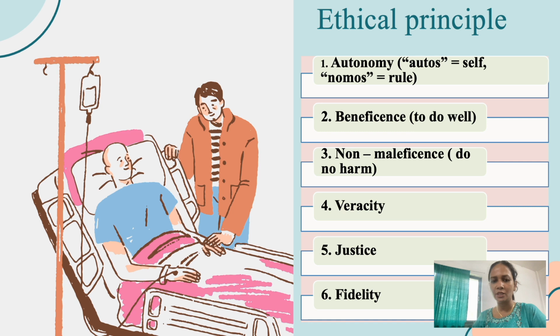Next one is justice. Regardless of any age, sex, income, or poverty, we have to provide equal treatment to the patient. Next, and the last one, is fidelity. Fidelity means telling the truth or keeping promises. For example, you are giving care to a patient, and there is an emergency with another patient. Then you say, I will be back in 5 minutes, and you have to go and meet the patient again in 5 minutes. We should not forget that.